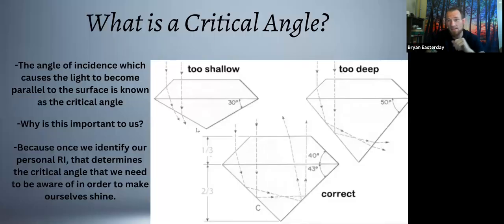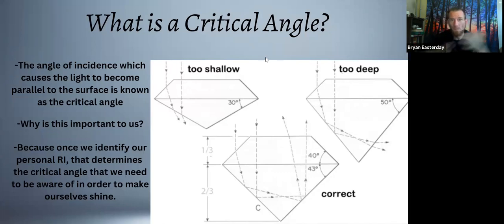And that is the critical angle. So what is a critical angle? It's the angle of incidence which causes the light to become parallel to the surface, and that is known as the critical angle. So in short, what does that mean, and why is it important to us?